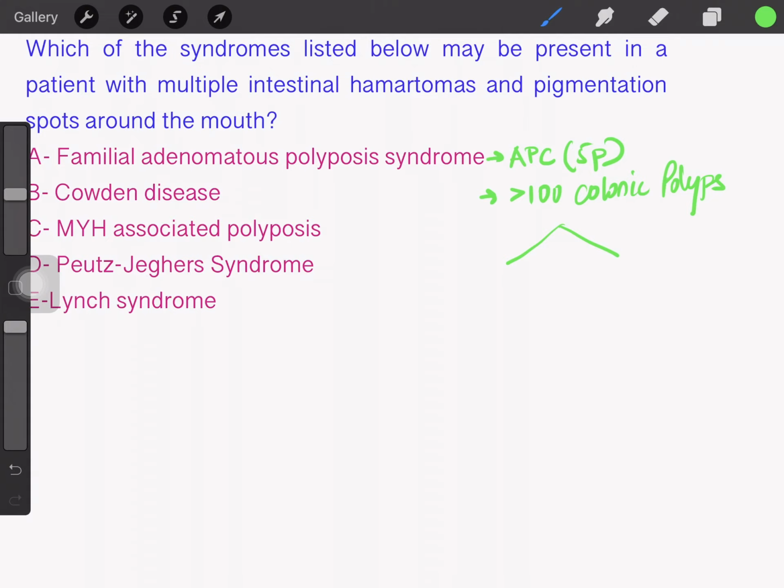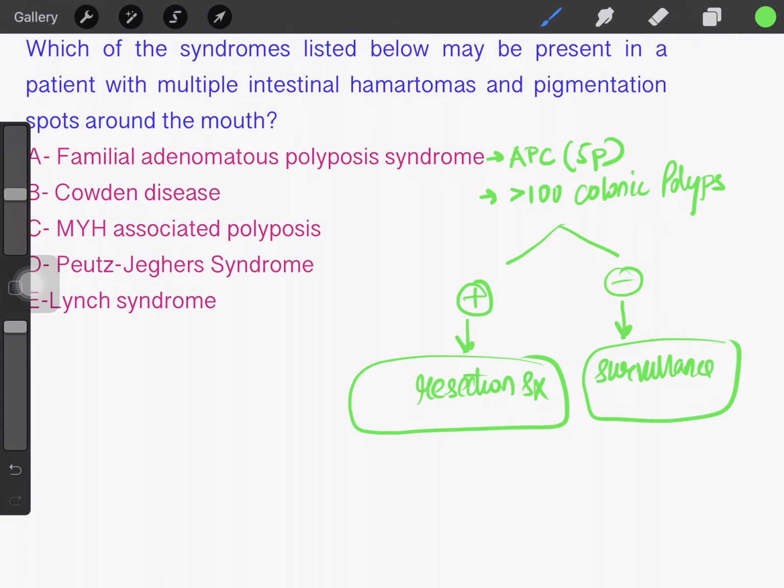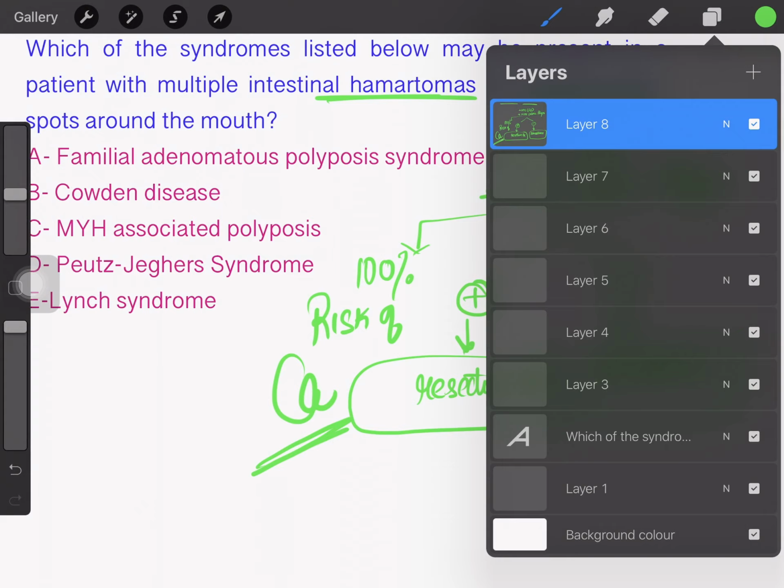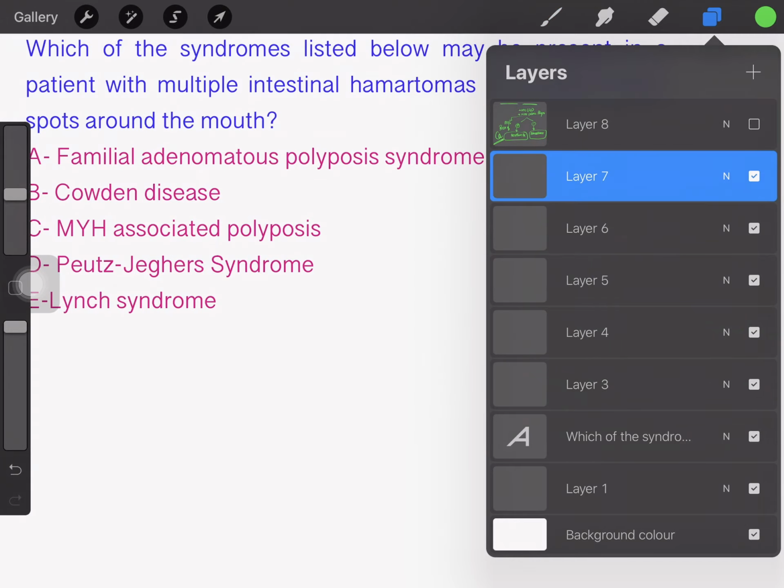If a polyp is found on endoscopy, we go for a resection surgery. If a polyp is not found, we go for surveillance via endoscopy, 10 yearly, 15 yearly, there are typical guidelines for this. Why is this so important? Why do we need to resect the intestine, or why do we need to do surveillance? Because this has 100% risk of CA. But clearly this does not have any hematoma, this does not have any pigmentation, and this is not the answer. So we go on to the next one.